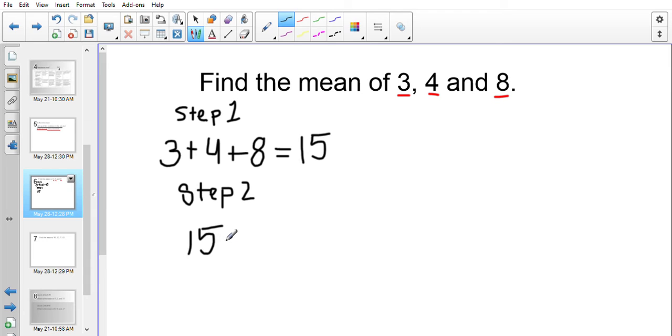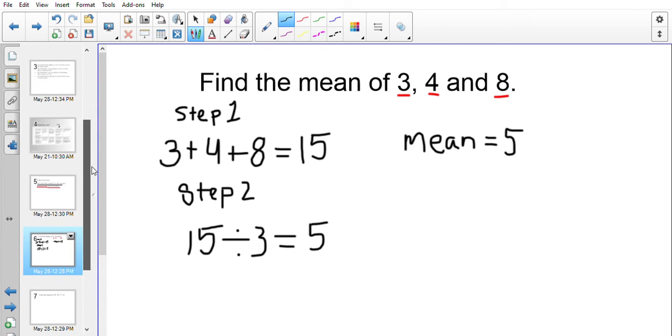So step 2 is just dividing this result from step 1 by the amount of numbers that there are. There are 3 numbers, so we're going to divide by 3. And 15 divided by 3, of course, is 5. So the mean, or the average, of 3, 4, and 8 is equal to 5.